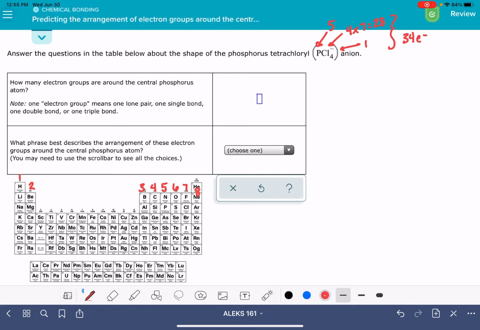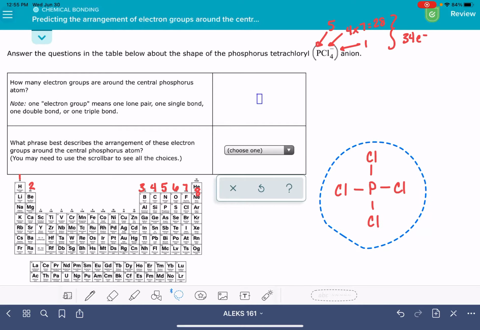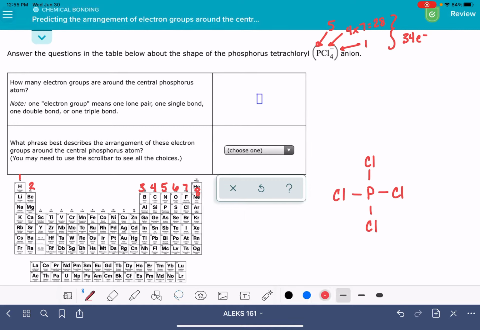Then what I want to do is arrange all of the atoms. I'm going to put the phosphorus in the center. The first atom in the formula is the center, and we're going to put the chlorine atoms around the phosphorus atom, initially connecting everything by a single bond. Count up how many electrons that took. Those 4 bonds used 8 electrons, which leaves us with 26 more electrons to go.